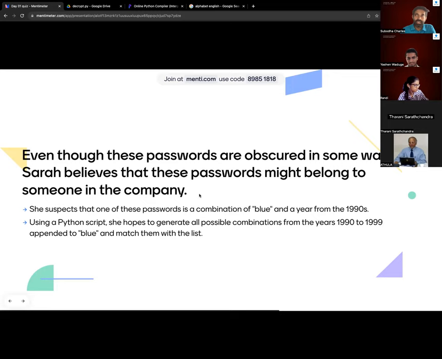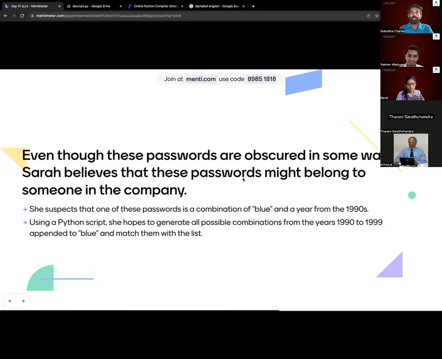Why blue? Maybe the favorite color. That's what we put in a password, right? And why the 1990s? Maybe because that's when this person was born. Okay. So using a Python script, Sarah now wants to generate all possible combinations of passwords that combine the word blue and a year between 1990 and 1995. This 1999 we have added here as a mistake, because Mentimeter limits the number of correct answers, so we have to limit. Please ignore this 1999. It should be 1995. Okay. So that's what you need to do.